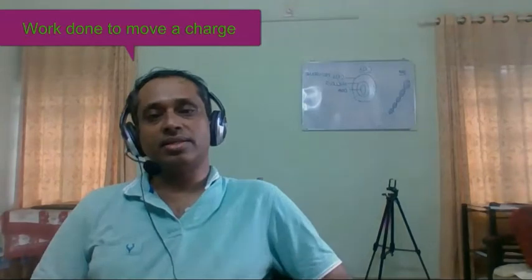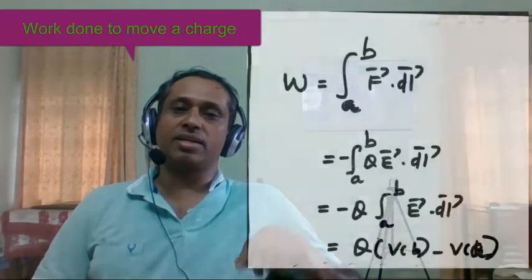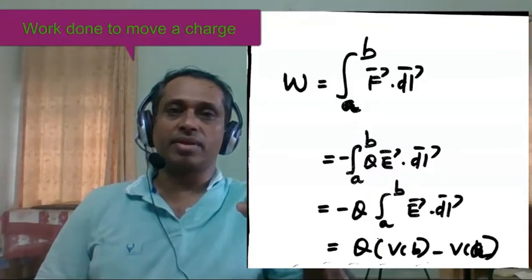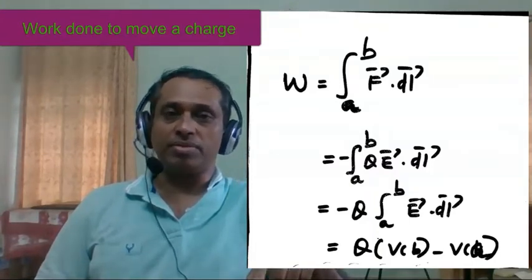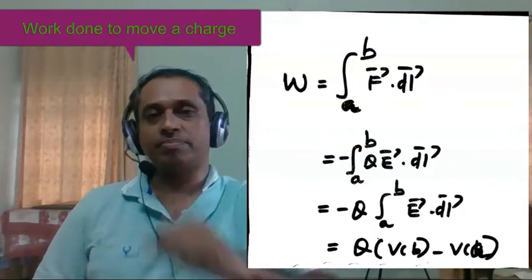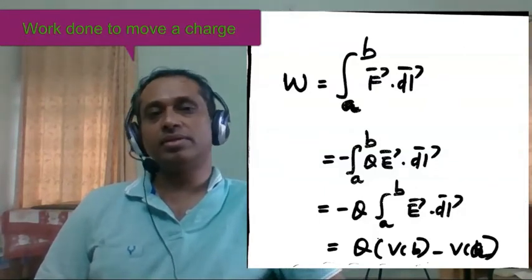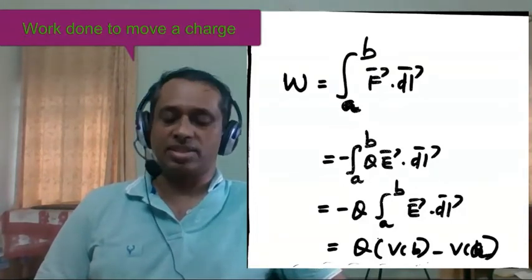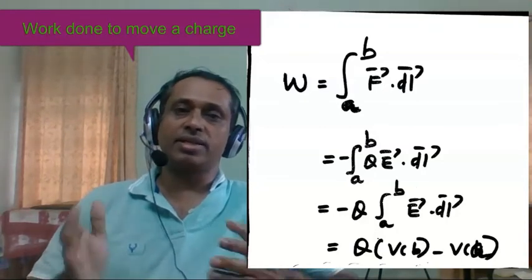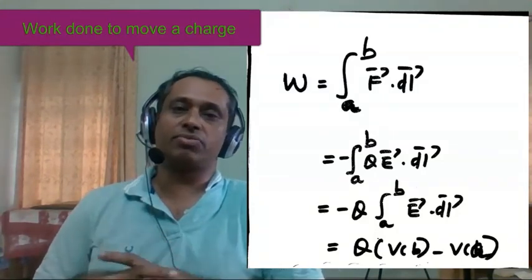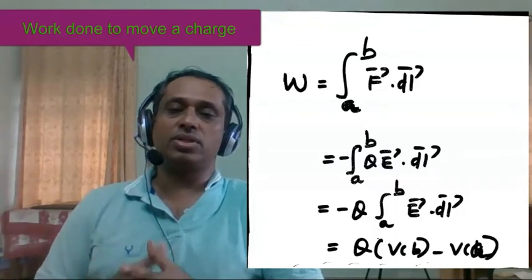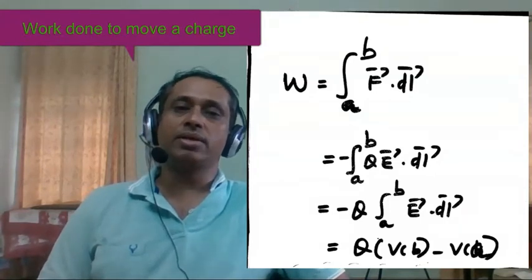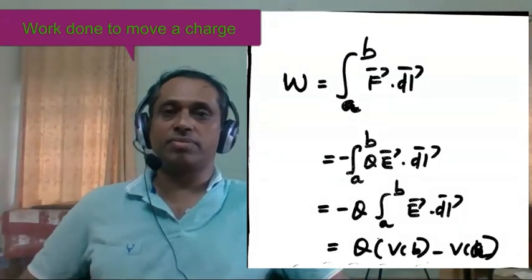The work done is given by integral F dot dl, limits A to B. We are moving the test charge from A to B. So the work done is integral A to B F dot dl. And as I told, we are doing work against the electric force QE. So this F is equal to minus QE, because we are doing work against this electric force.